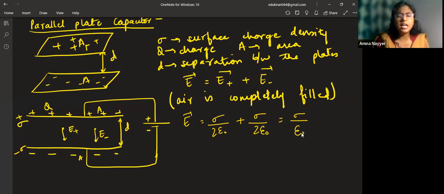What was surface charge density? I have mentioned it right now also. Surface charge density is charge per unit area. So sigma is Q by A, right? Sigma is Q by A.